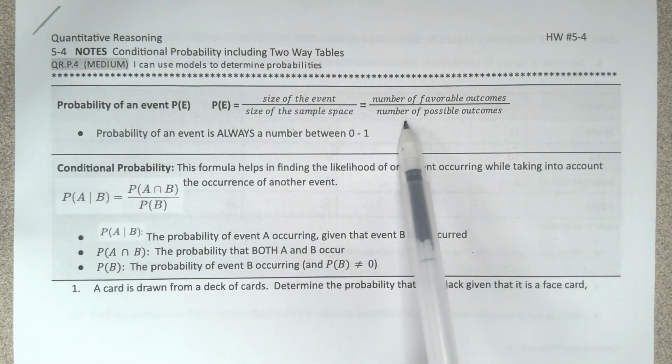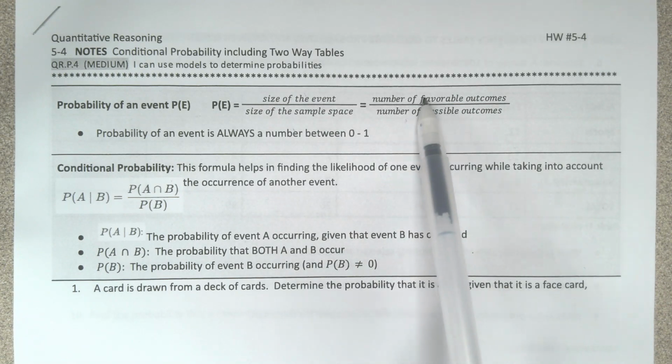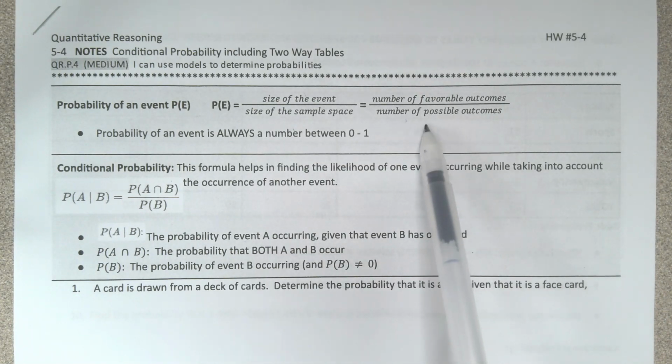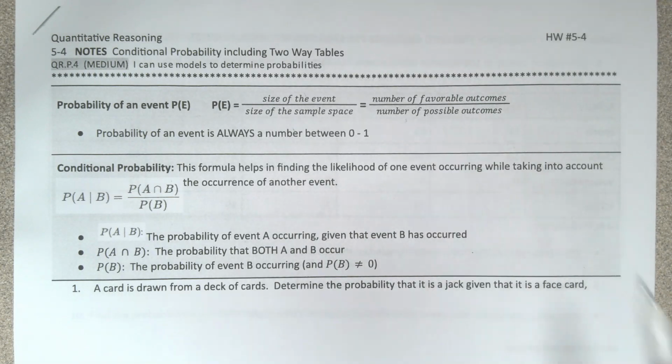If you had the probability of rolling an even number on a 6-sided die, there are 3 different ways that could occur out of 6 possible totals. So 3/6 would be 1/2.